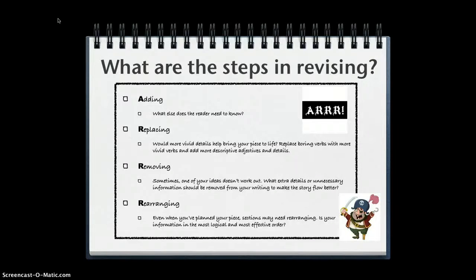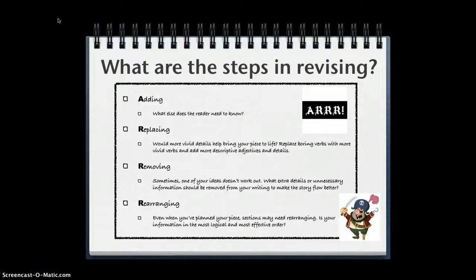The first step is adding. What else does a reader need to know? The second step is replacing. Would more vivid details help bring your piece to life? Replace boring verbs with more vivid verbs and add more descriptive adjectives and details.